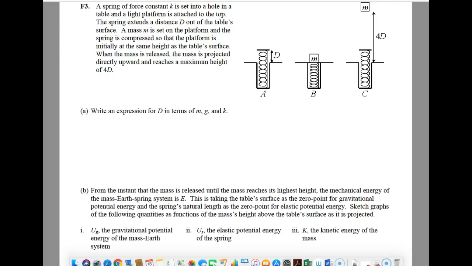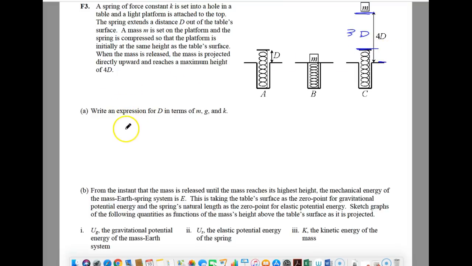One thing that I want you to see right off the bat on this one is the following. Notice that, here I'm going to grab my pen, this distance from here to here is actually 3D. This is 4D, but 4D goes all the way down to the surface of the table. So we took 4D minus D, and that gives me a total travel distance here of 3D. That will be important later.